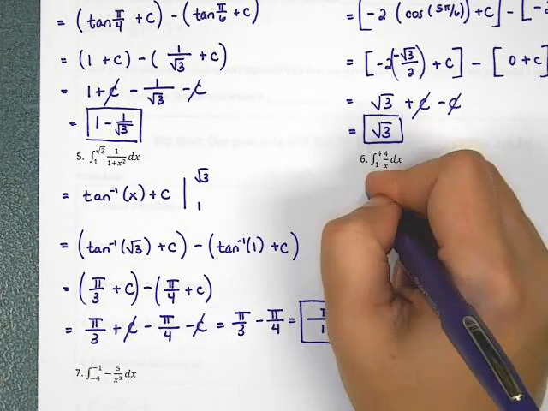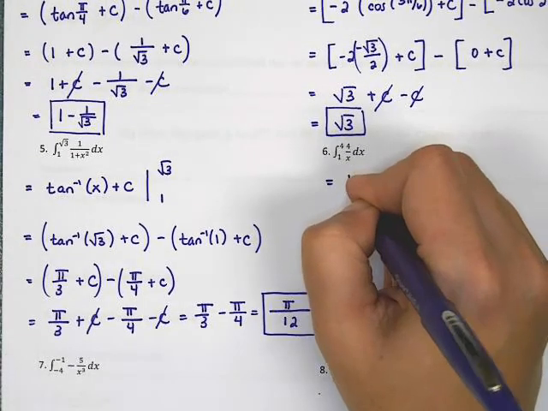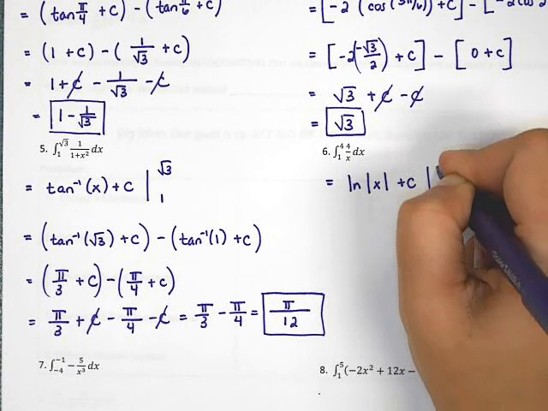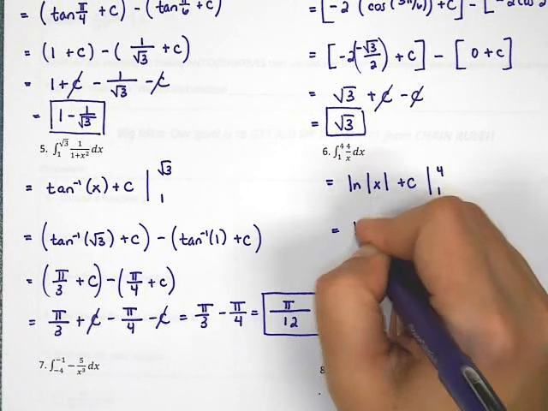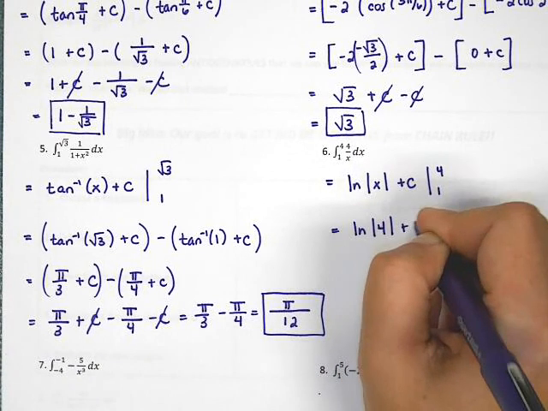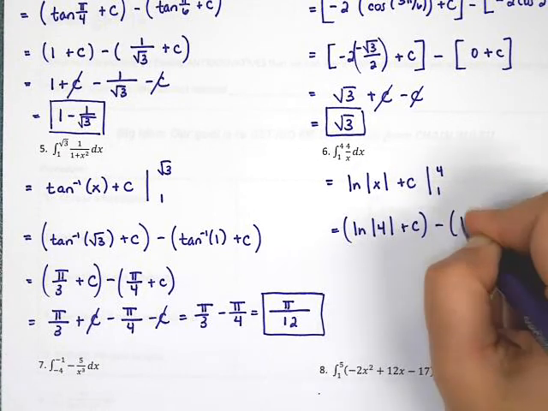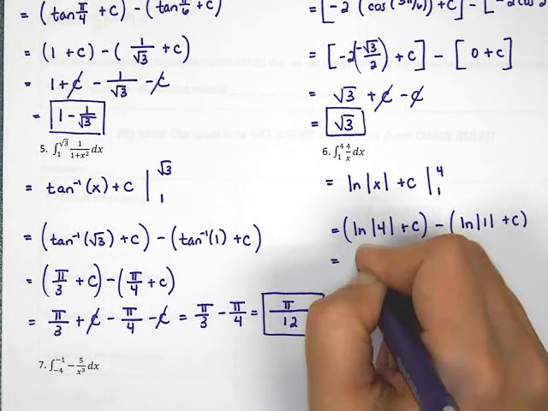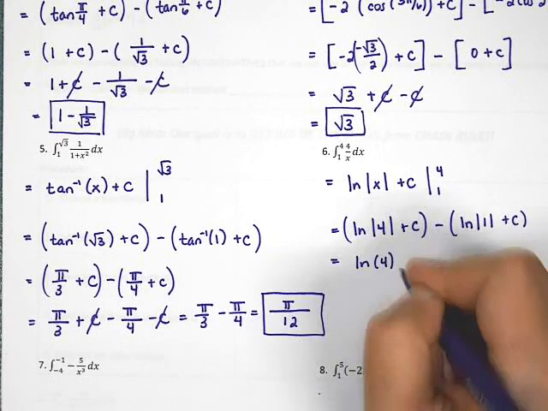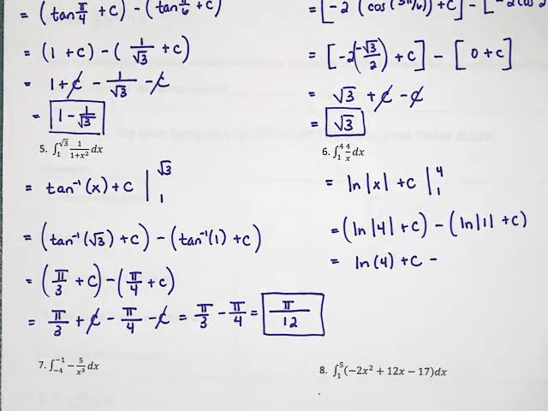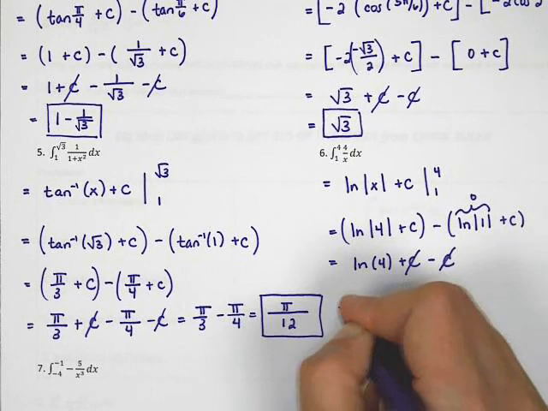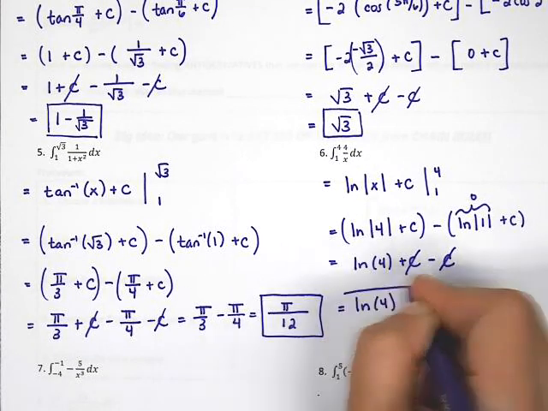For number 6, if I want to figure out the antiderivative, I need to remember that when there's an x in the bottom, the antiderivative is the natural log of the absolute value of x plus c, evaluated between 1 and 4. So I would plug in the 4, minus, and then I would plug in the 1. The natural log of 4 is not something that I know, and I don't need the absolute value anymore because it's already positive. The natural log of 1, however, is 0. So I would just have minus c, the c's would cancel, and I would have the natural log of 4 as my final answer.